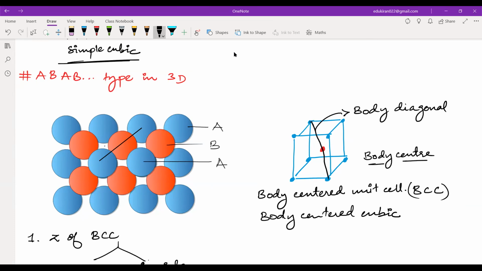Right? This is the body diagonal. What is the length of the body diagonal if the edge length is A? A√3. Very good.